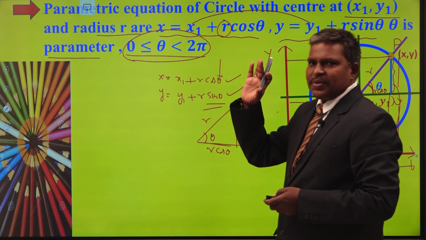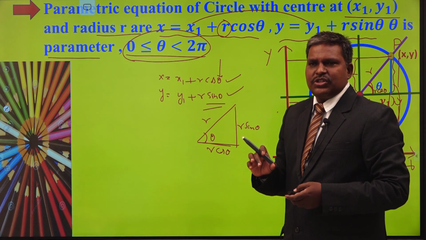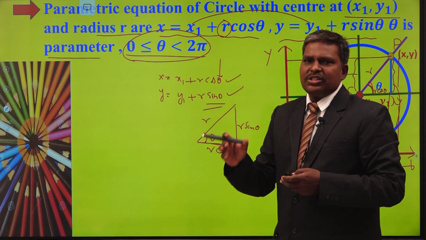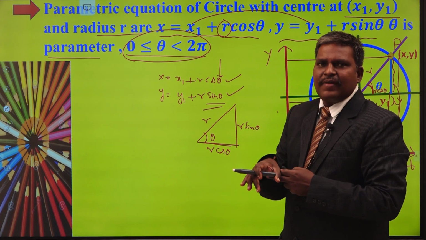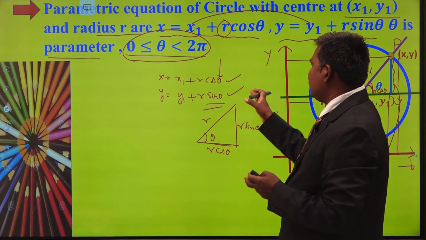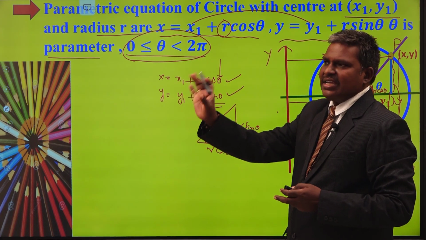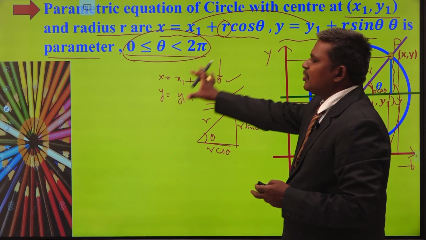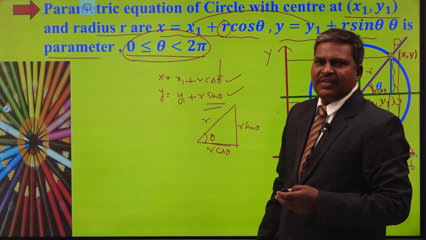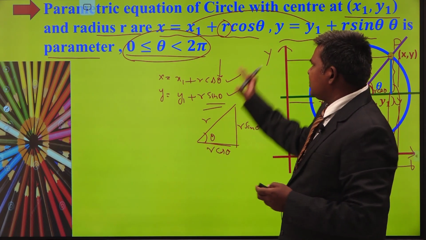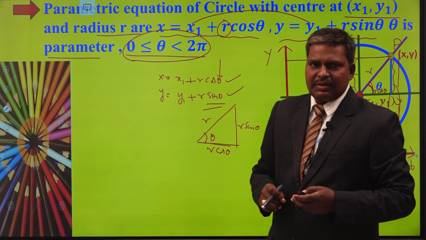In x square plus y square plus 2gx plus 2fy equal to 0, you have to take x as something and then find out the value of y. But here you just give one variable, theta equal to 30 degrees. Immediately it produces the point on the circumference of the circle. Am I correct or not? This is the specialty of the parametric equations of a circle.